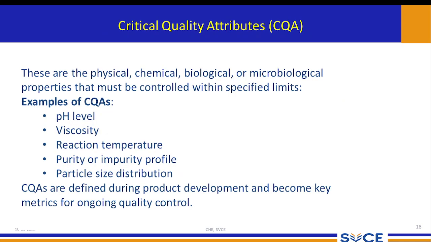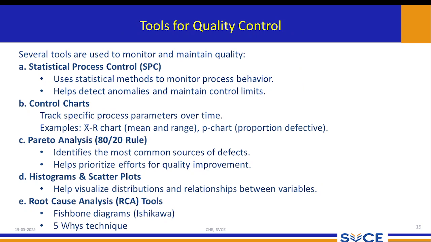Critical quality attributes are the physical, chemical, biological or microbiological properties that must be controlled within the specified limit. Examples of critical quality attributes: pH level, viscosity, reaction temperature, purity or impurity profile, particle size distribution. CQAs are defined during product development and become key metrics for ongoing quality control. Several tools for quality control are used to monitor and maintain quality.